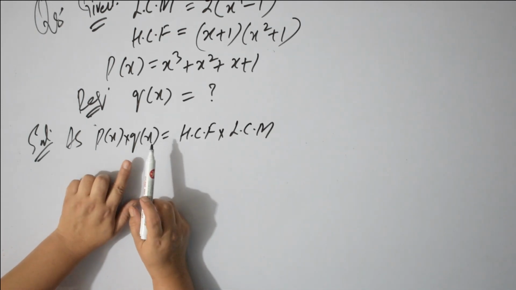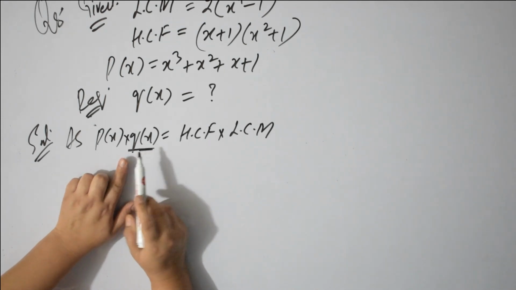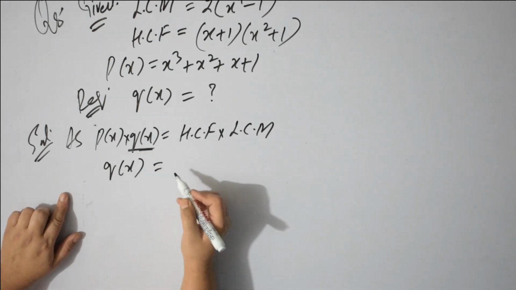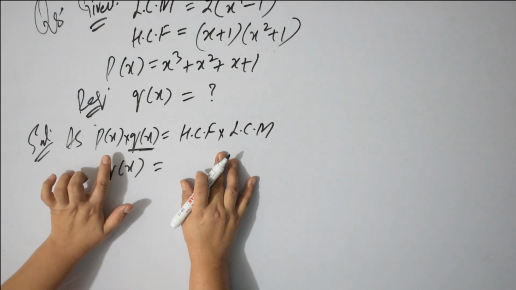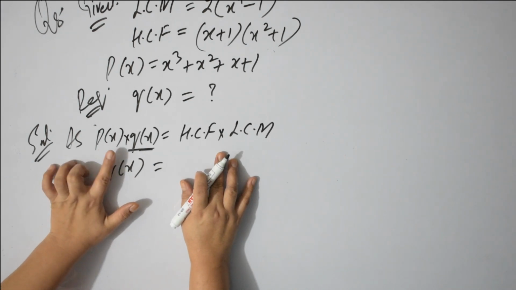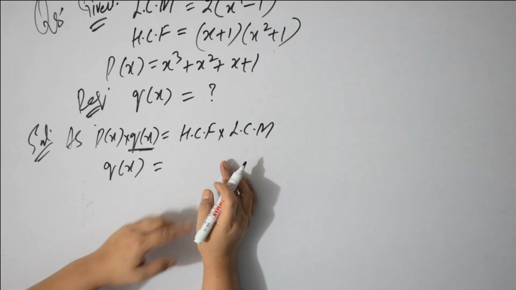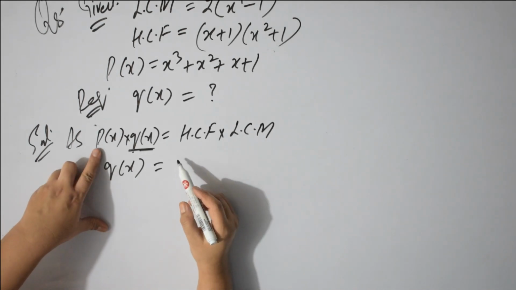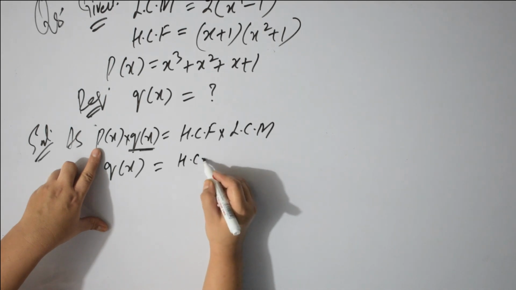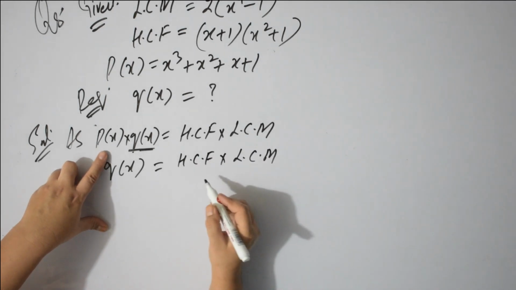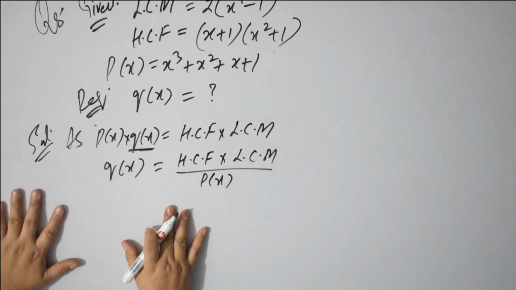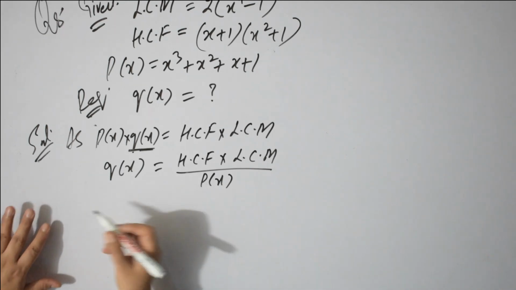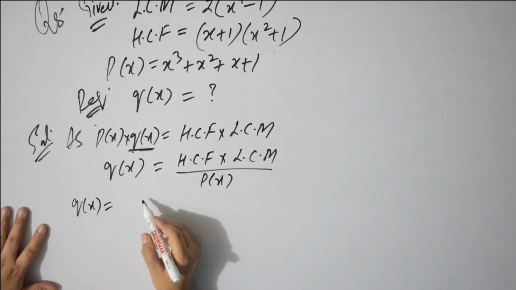Now you want the value of Q of x. This is unknown. Q of x as it is, keep it the same, shift this polynomial to the other side. You know it is multiplying on the left hand side. When you shift this polynomial to the other side, then what will happen? When I shift this P of x to the other side, it will divide HCF and LCM. Okay students, now you will put the values as you have HCF, LCM, P of x, everything you have. Just you will put values.